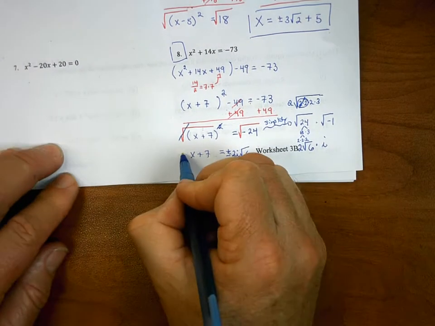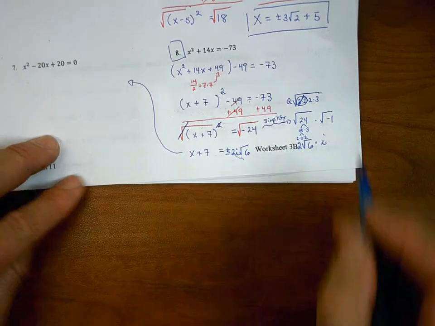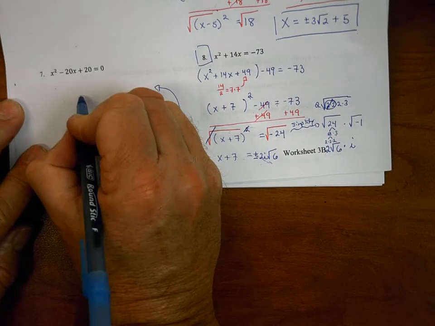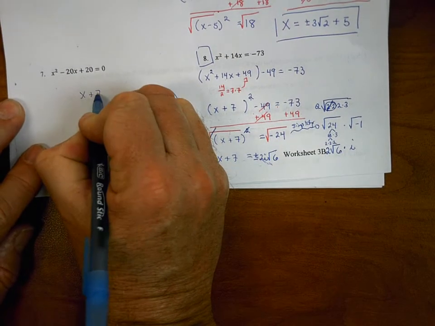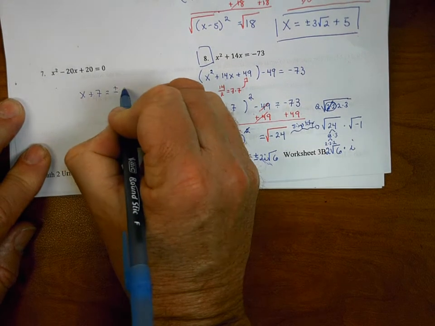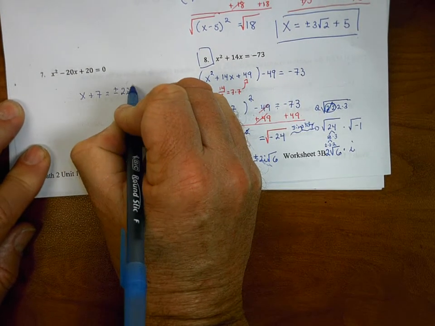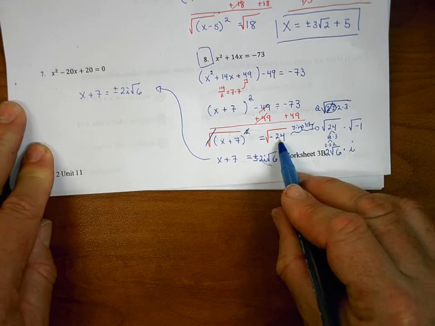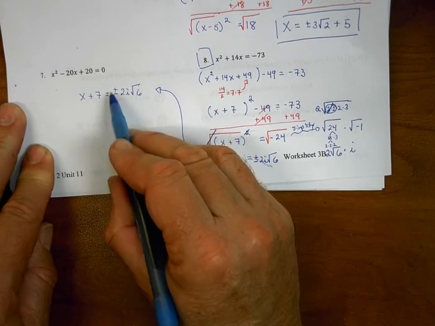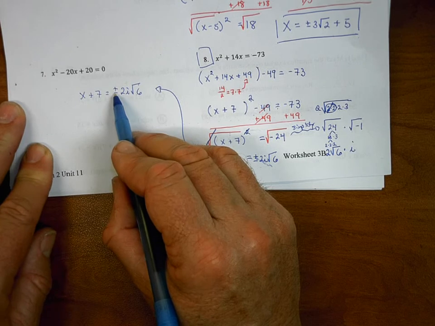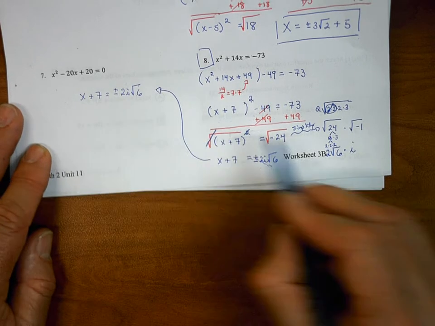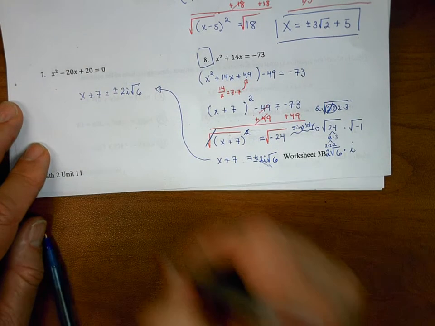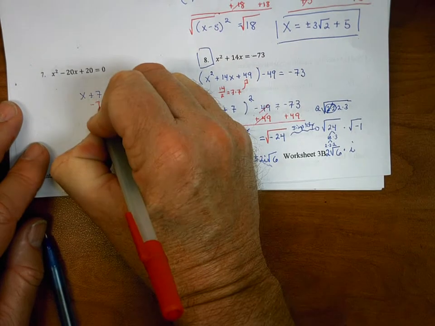Okay, so I'm going to take this problem and write it over here because I'm running out of room on the side of my paper. So right now I have the equation x plus 7 is equal to plus or minus 2i square root of 6. How did I get 2i square root of 6? Well, I simplified out the square root of negative 24. And why is it plus or minus? The reason is because whenever we find the square root of anything, whenever we simplify, it always has to be plus or minus.